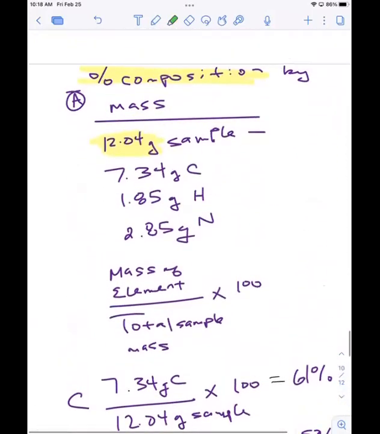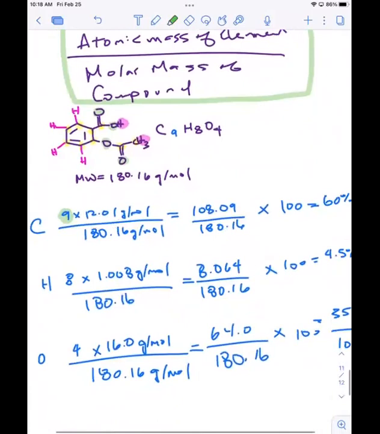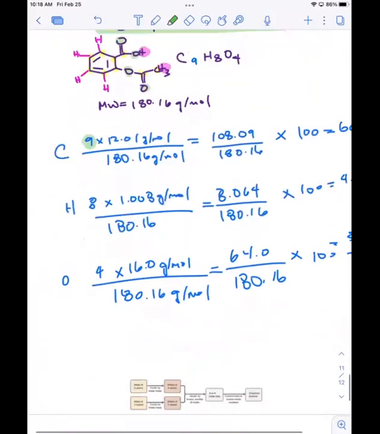In the first example, we had a mass of a sample, and then we had the masses of the elements, and we did the same thing. It was just part over whole, right? It's the same thing here. Only difference is we have the atomic masses and the molar mass. So the concept is still the same. The percent composition is the part divided by the whole times 100. All right.